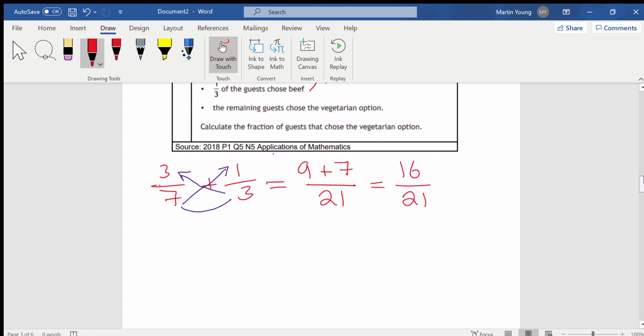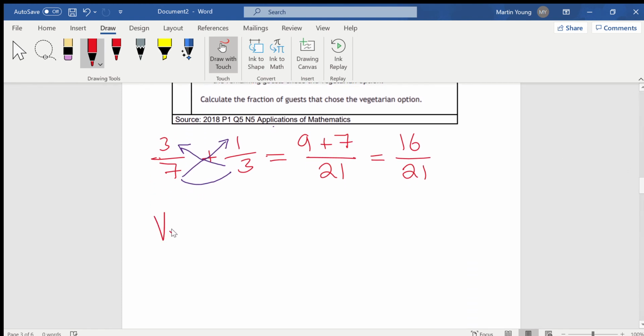I'm looking to work out what's left, so let's go for veg option. Fraction. So the total amount of guests as a fraction, the total would be 1. Okay, that's the whole part. And what we're looking for is what's left once 16 out of 21 has been used up. So I'm always going to be taking away from 1 in this case. Hopefully you can see, by looking at 16 over 21, that you've got 5 to go before you get up to 21 out of 21.